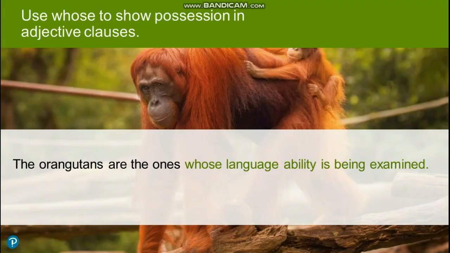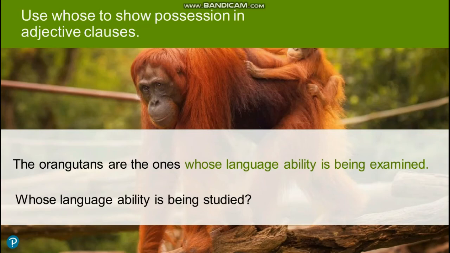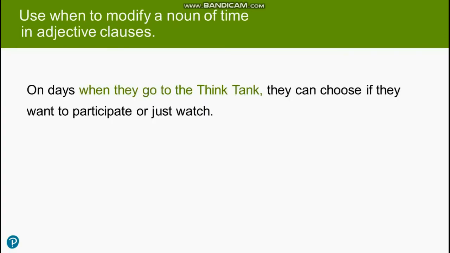Okay, we are now going to the next section: whose to show possession in adjective clauses. The orangutans are the ones whose language ability is very excellent. In this sentence, we can use whose. Whose language ability is studied? The answer is orangutans. See.